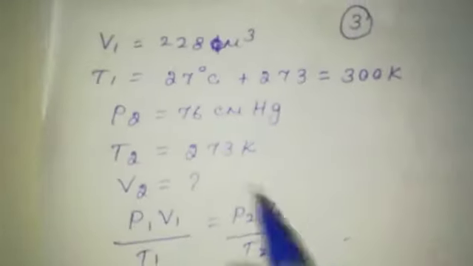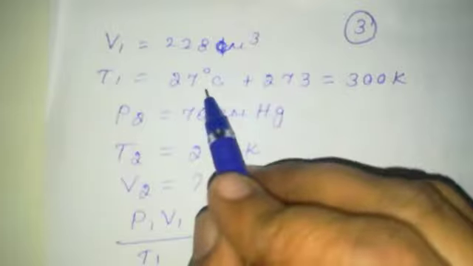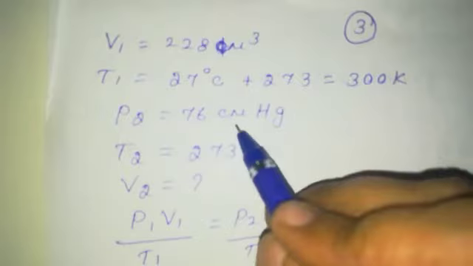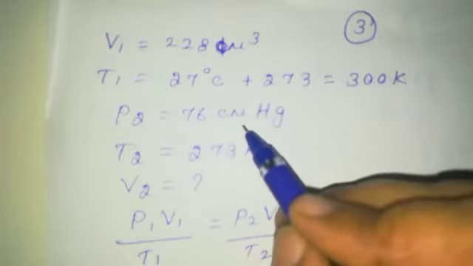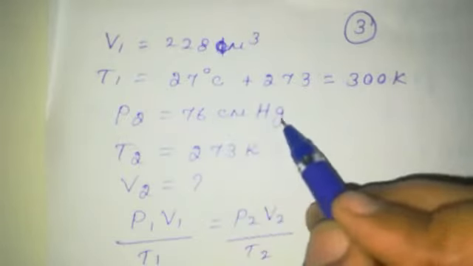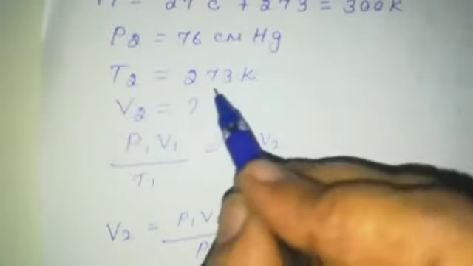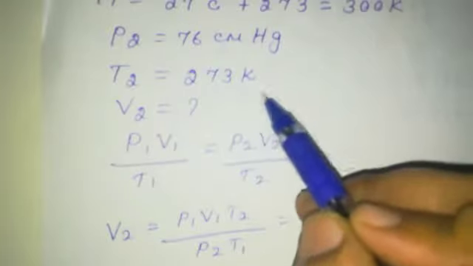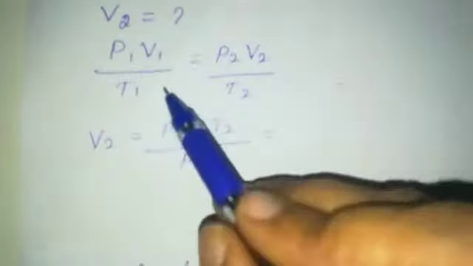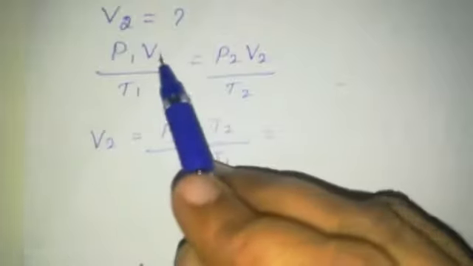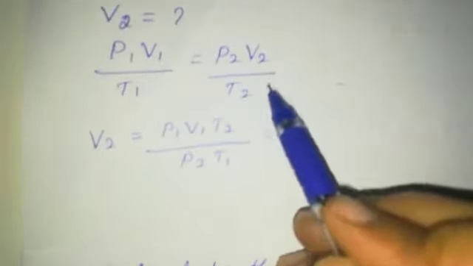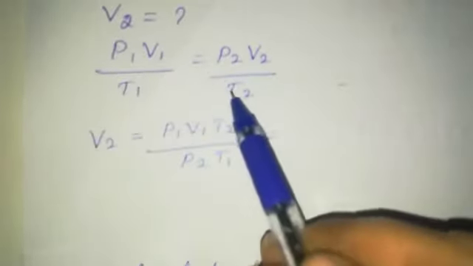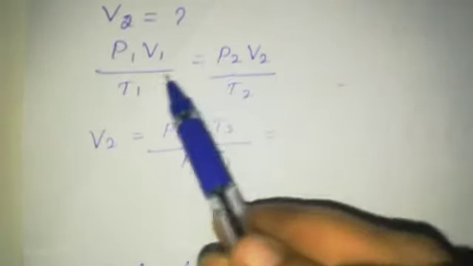Coming to this problem, the temperature is 27 degrees Celsius, the initial temperature; when you add 273 you will be getting 300 Kelvin. Since the other pressure is measured in centimeter, you have to give the data as 76 centimeter mercury, and the T2 value is the standard temperature, 273 Kelvin, and the V2 value you are going to calculate. So make use of this gas equation, P1 V1 by T1 equal to P2 V2 by T2. So your V2 value is equal to P1 V1 into T2 divided by P2 into T1.